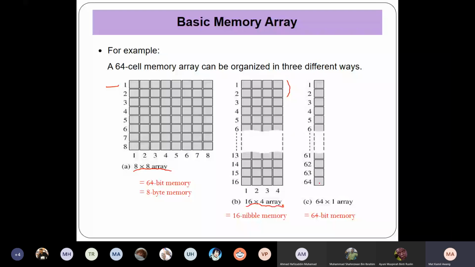It can also be arranged in 64 by 1 array. This is 64 rows and 1 column. So each is actually 1 bit. So you can store maybe 8 bits, the first 8 as 1 byte, and the second 8 as a second byte, and so forth. So you can arrange in 3 different ways for the 64 cell memory.